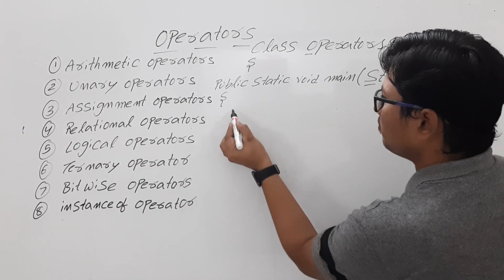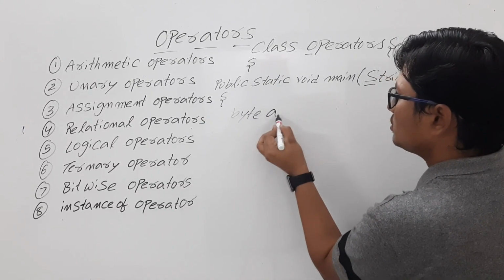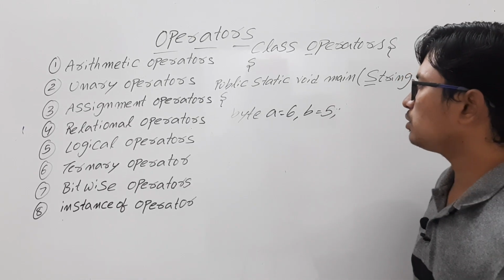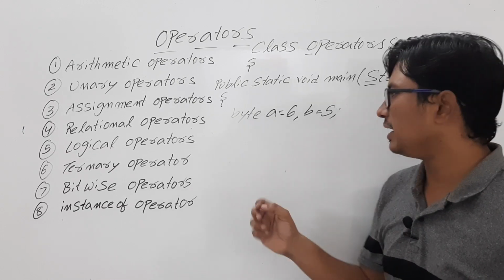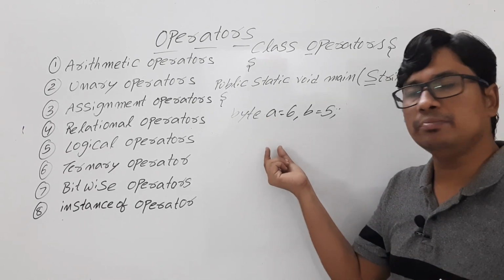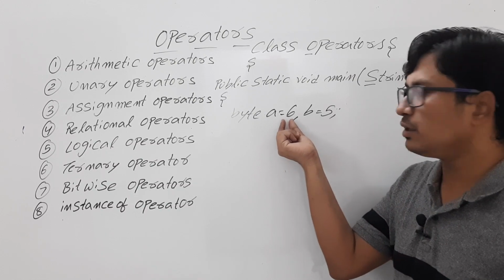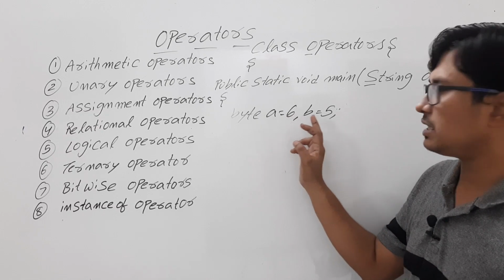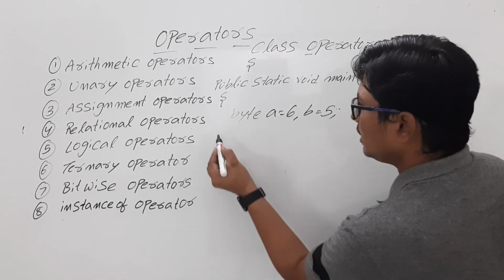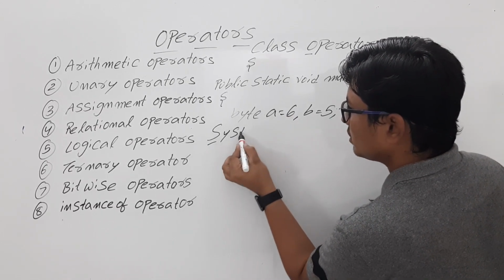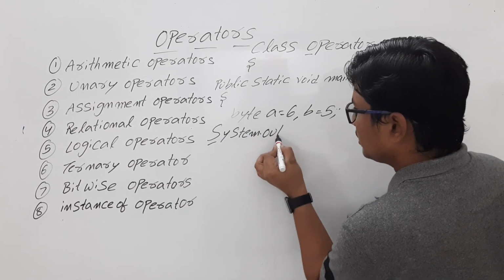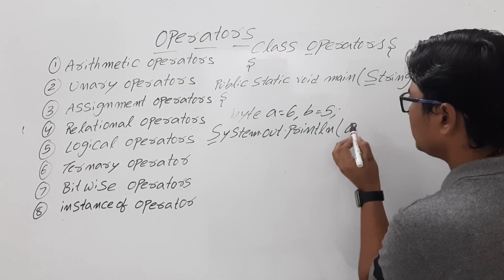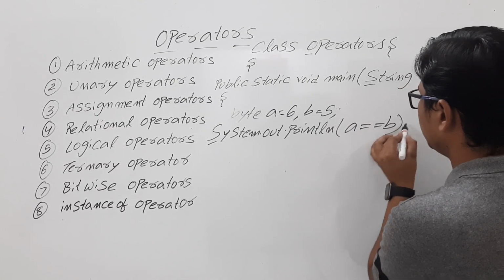Then I will write byte A is equal to 6, comma, B is equal to 5. Then A and B are the two variables of a data type called byte, and they will be occupying 1 byte of memory, and you are assigning the values 6 and 5 respectively to A and B. So A will have the value 6 and B will have the value 5.